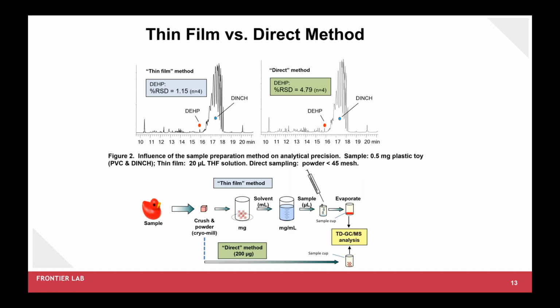The RSD percentage of DEHP in 4 runs of thin film and direct approach was calculated to compare the influence of the sample preparation method on the precision. The thin film method is an aliquot of a solution, as we mentioned, that is by definition homogeneous, whereas the direct method is a random sampling of particles which could lack sample-to-sample reproducibility depending on the sample type. The RSD percentage of DEHP for the thin film is about 1.1%, whereas the direct method generates a 4.7% RSD.